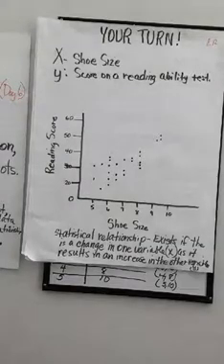What kind of relationship we got here? Look at it. Look at those dots. What are they doing?